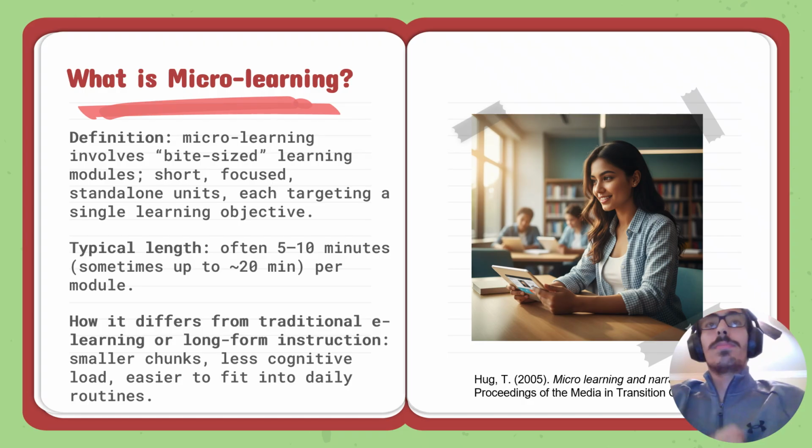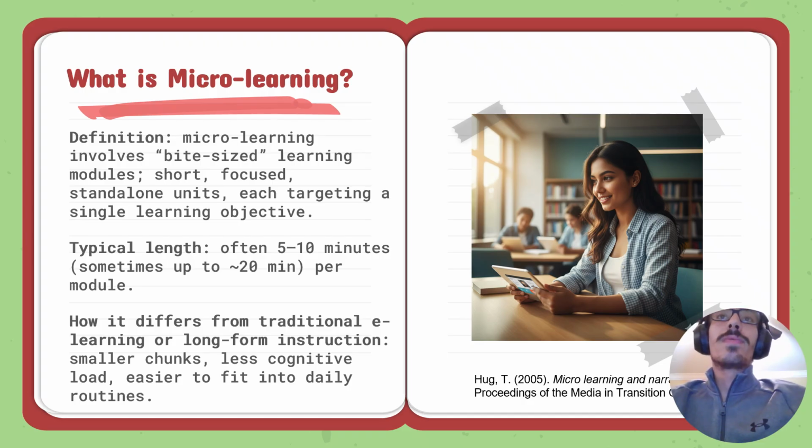Microlearning refers to short, focused learning units that target a single objective. Instead of long lessons or hour-long modules, microlearning breaks content into small chunks that are easier to digest. Typically, a microlearning module lasts between 5 to 10 minutes, though some can go up to 20 minutes depending on the topic.